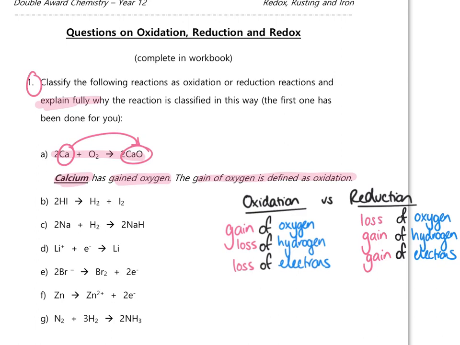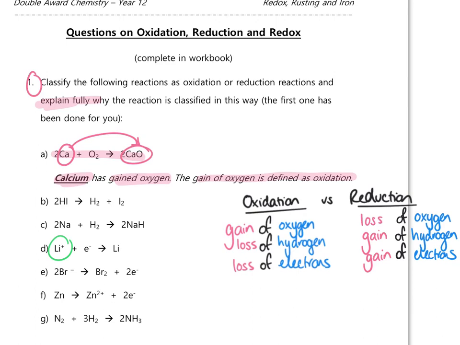So you're looking essentially to see, has something gained or lost oxygen, hydrogen or electrons, and then think, is that oxidation or is that reduction? But keep your explanations in that same format. Calcium has gained oxygen. The gain of oxygen is defined as oxidation. And just a quick note down, for example, for part D, you can see here that we've got a lithium ion. So when you're doing your explanation, you need to say the lithium ion has, and then whatever it is.